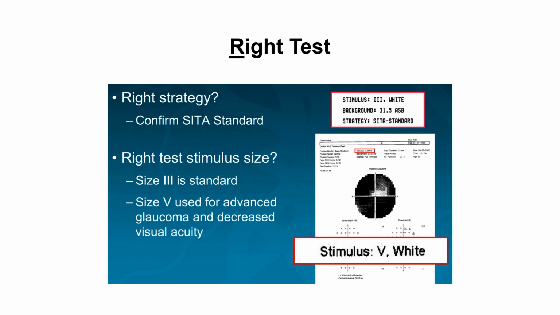Then you will check the right test stimulus size was used, and we said that the Humphrey visual field analyzer uses the Goldmann size 3 as a standard. Sometimes you can use size 5, as we said, for advanced visual field loss or decreased visual acuity. This is the size 5 white stimulus in these cases of advanced glaucoma.